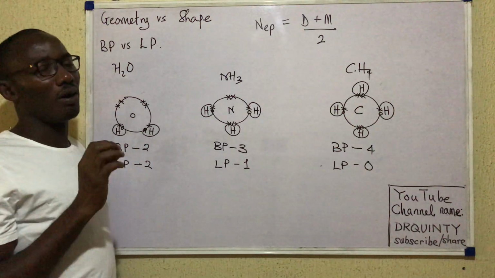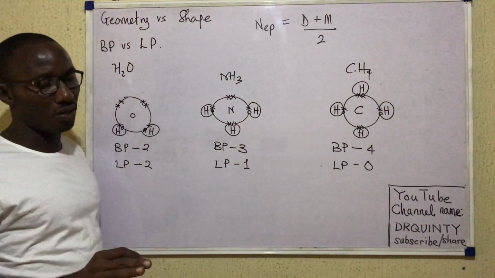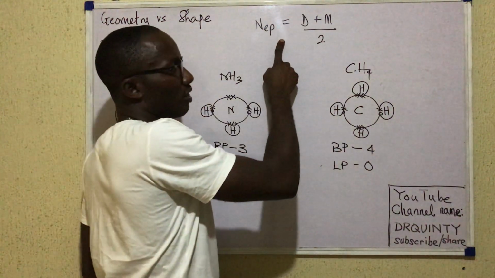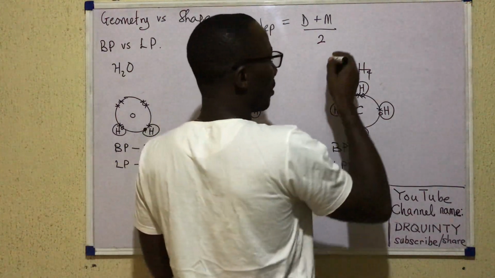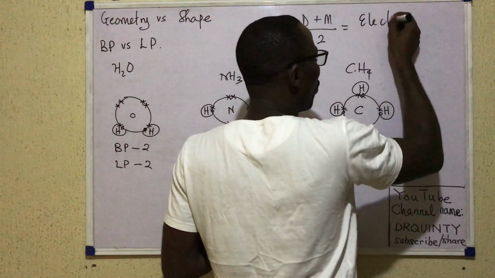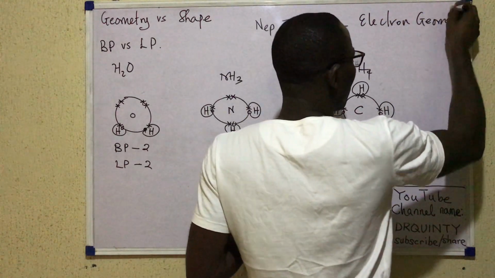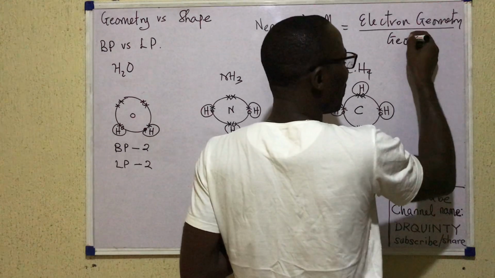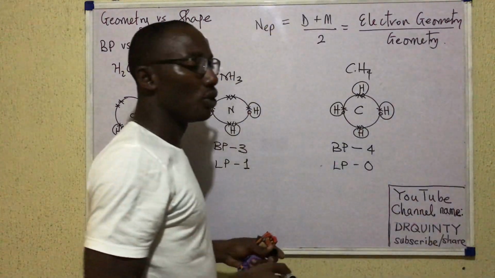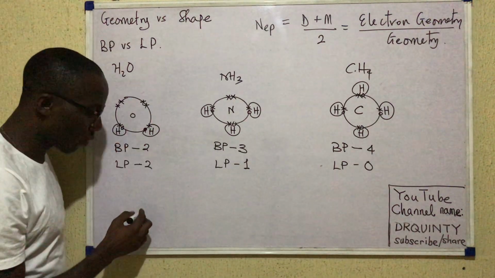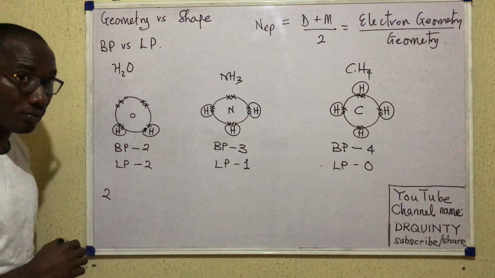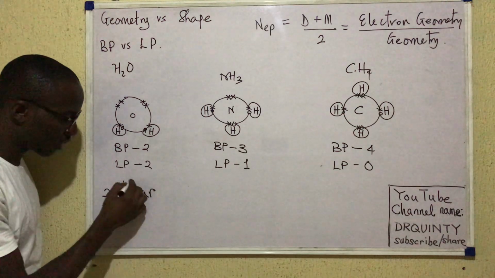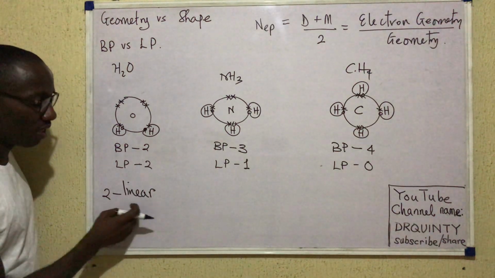After calculating the number of electron pairs and obtaining a result, what does the result usually tell us? The result we get from this calculation usually tells us what we call the electron geometry of a compound, and usually electron geometry is otherwise simply called geometry. So when we do this calculation and obtain a result of, let's say, 2 for a compound, we say that the electron geometry of the compound is linear.